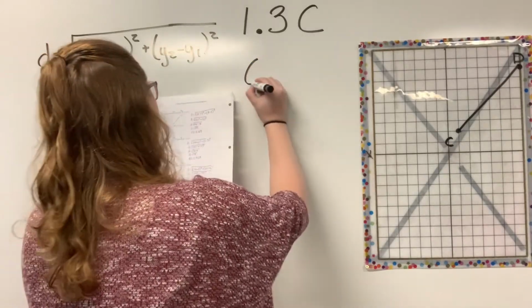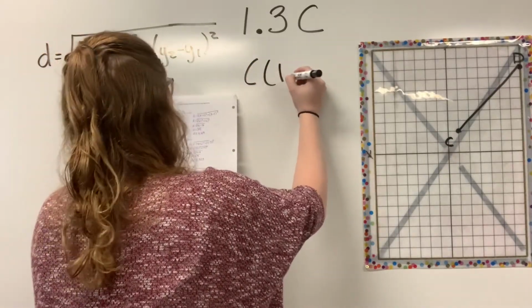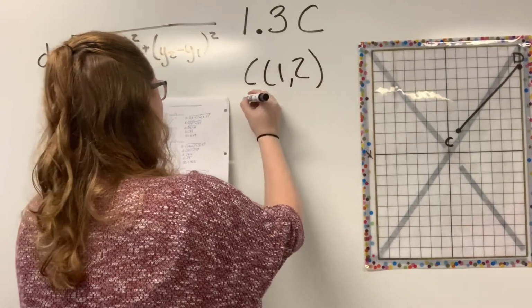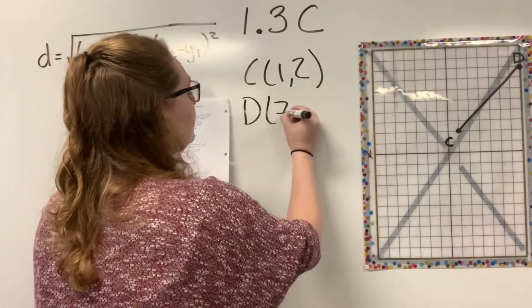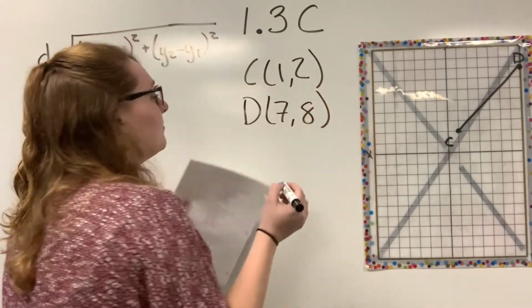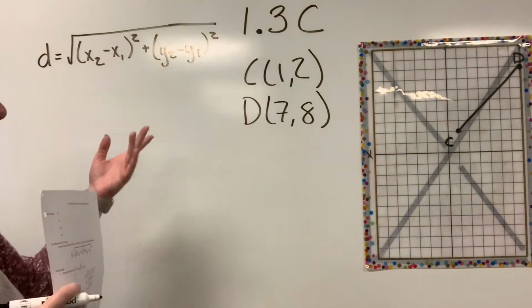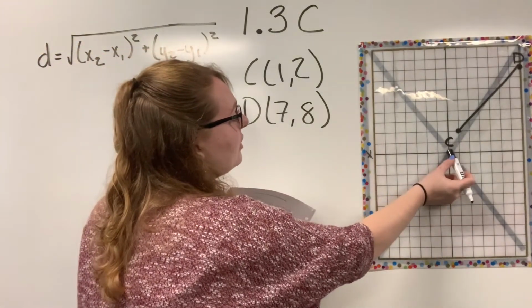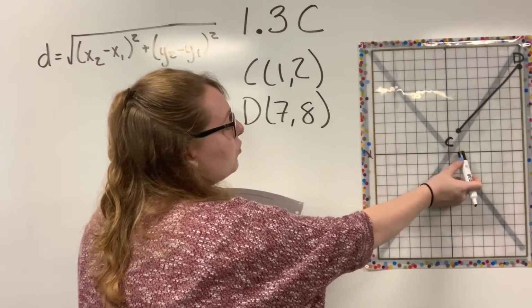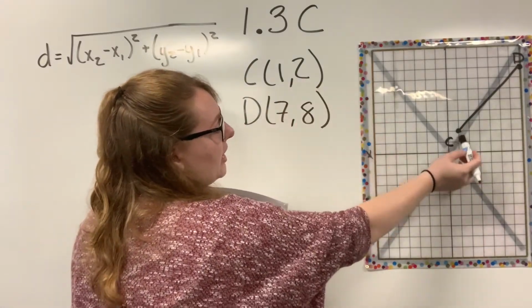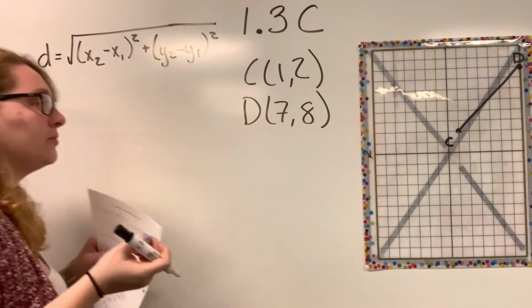All right, so for number 3, I already graphed it for you. We have point C at positive 1, positive 2, and point D at positive 7, positive 8. Okay, I already graphed this, so I'll show you how I got C. We start at the origin. I went right 1 because we have a positive 1 and up 2 because we have a positive 2.